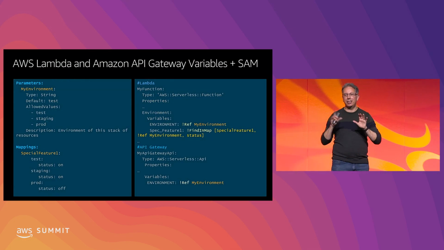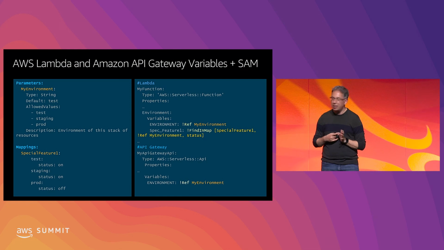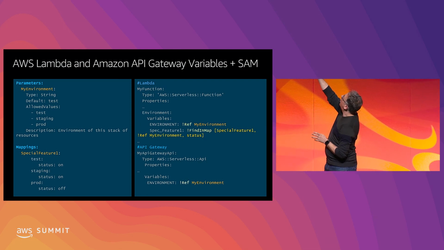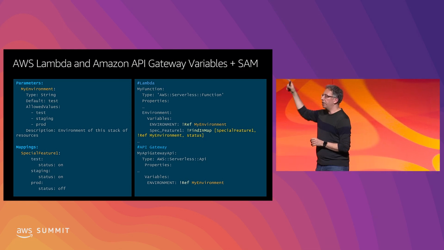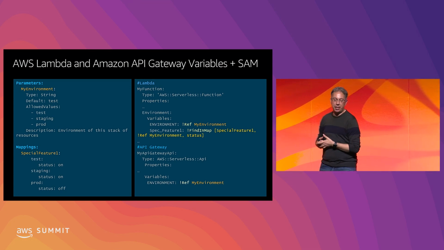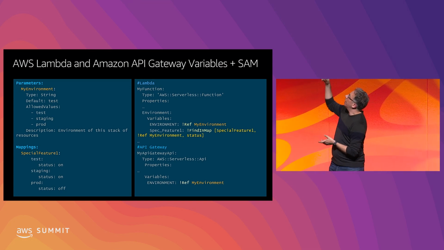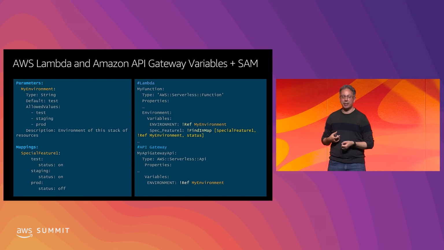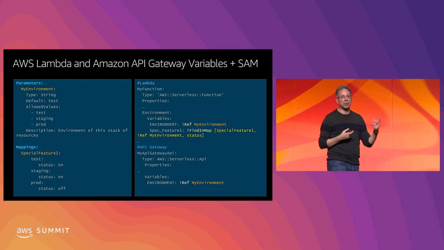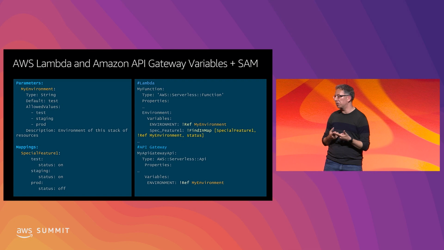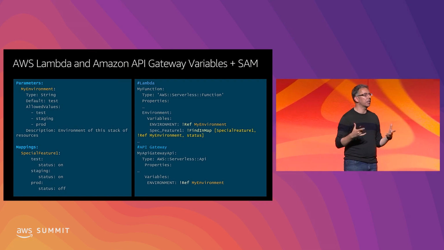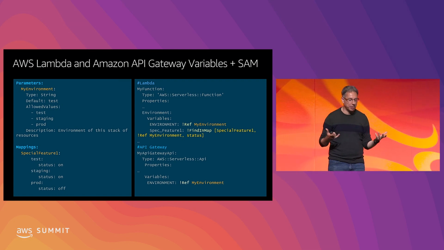So let's see a little bit of more complex setup here. So here we have a configuration, a CloudFormation template, a SAM template actually, with some parameters. And one parameter is my environment. And this parameter can only accept three values: test, staging, and prod. So I want to create a template that can work for these three kinds of environment.